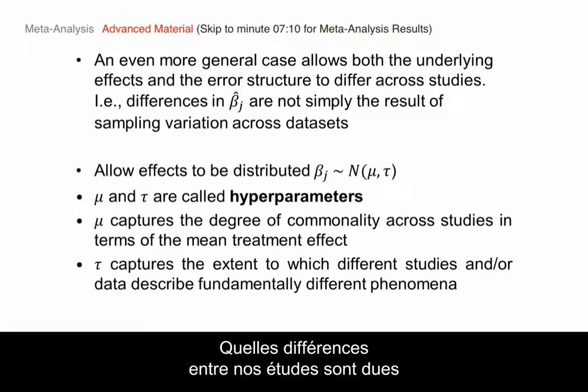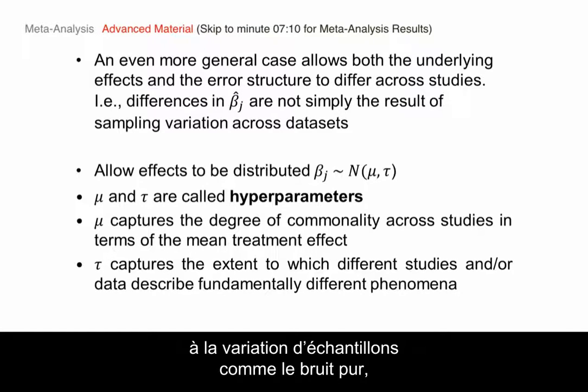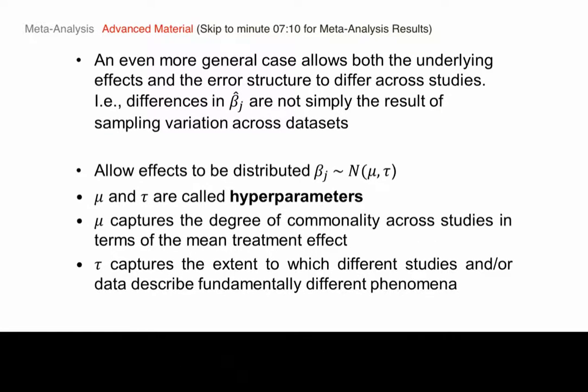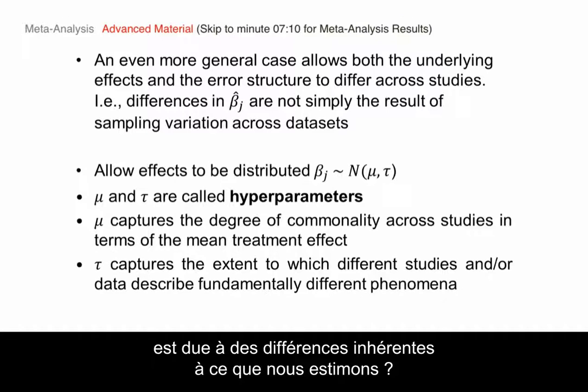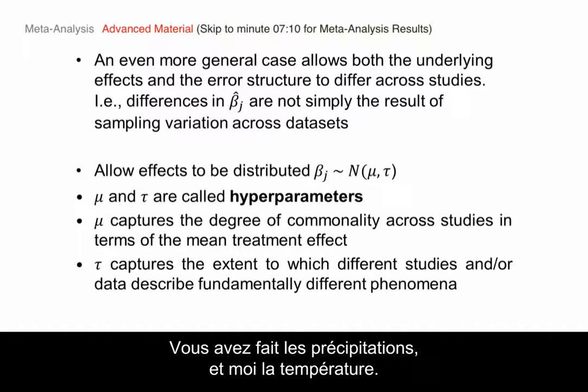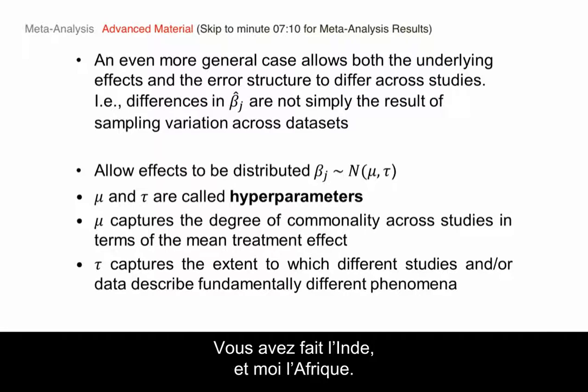How much of the differences between our studies is due to sampling variation, like pure noise, like the disturbance term, and how much of it is inherent differences in what we're estimating? Because you did rainfall, I did temperature. You looked in India, you looked in Africa. Maybe these effects are just different.